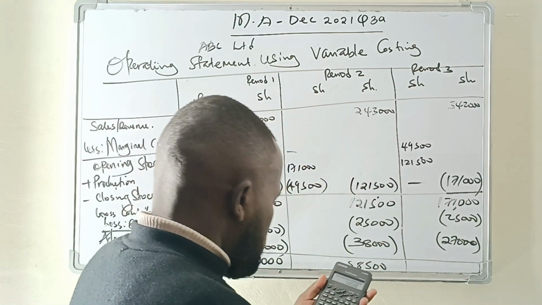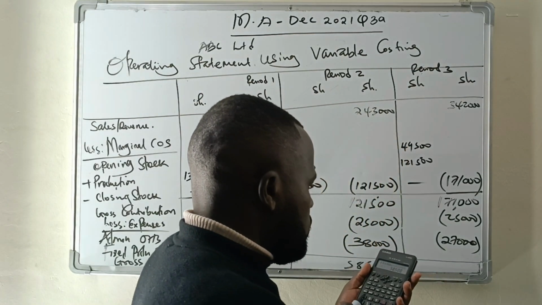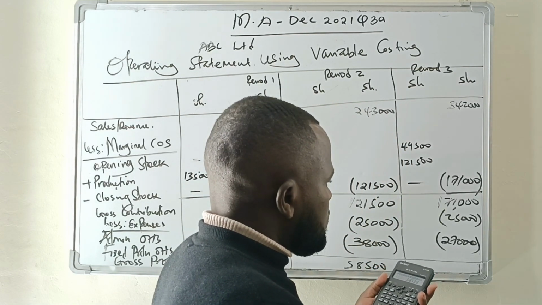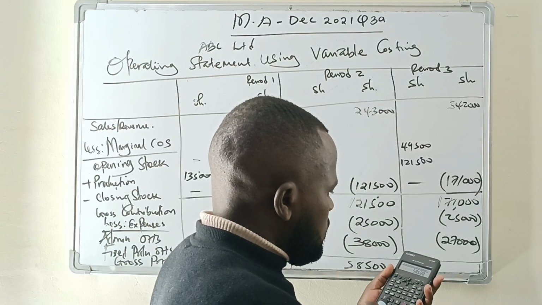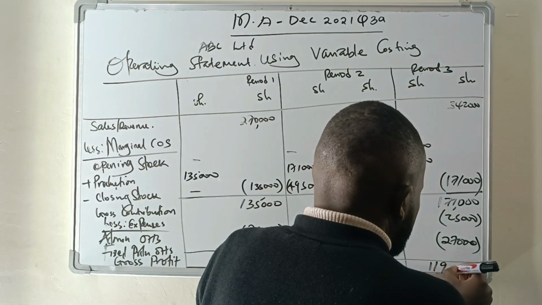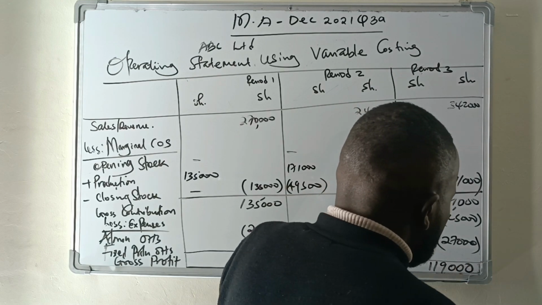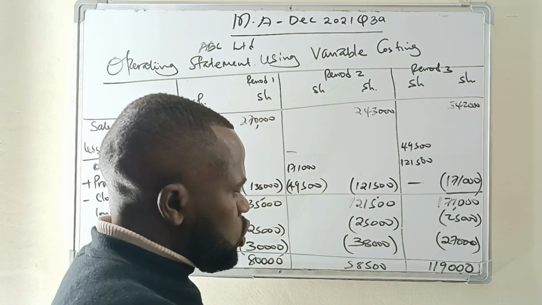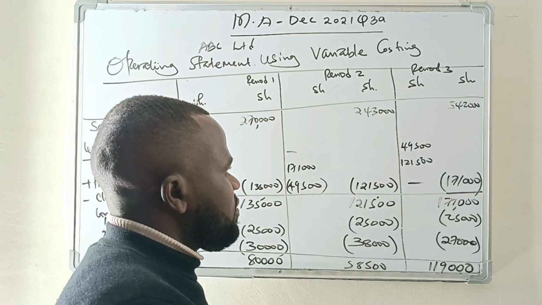And the last one is 171,000. You less 25,000, less 27,000. And I'm getting 119,000. Okay, so that is the first part of the question.